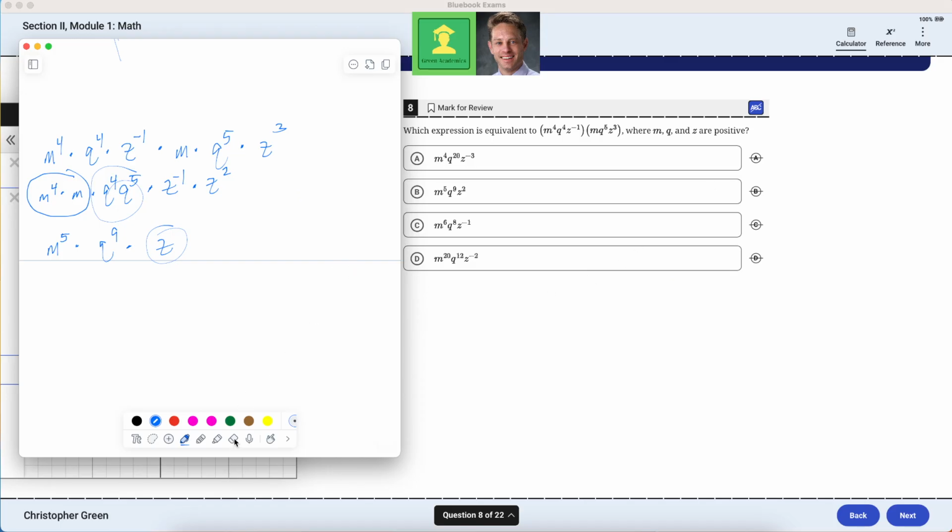Oh, God, I miscopied that. My mistake. This was z to the 3, which I miscopied onto the second line. So this was z to the 3rd, z to the 3rd, which creates z to the 2nd.